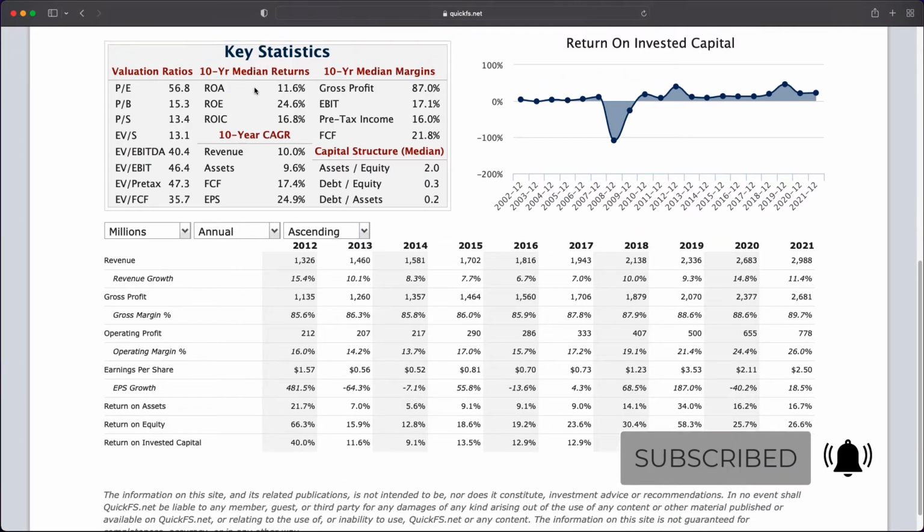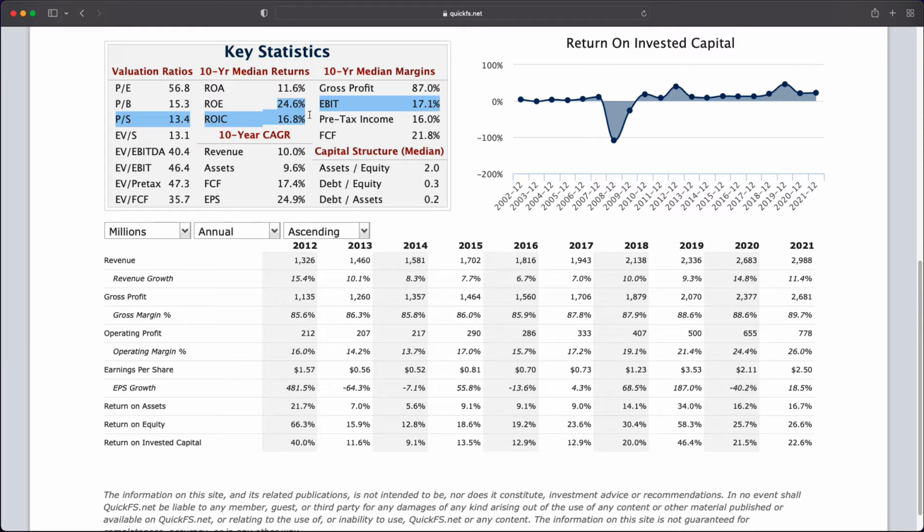And when we go to these 10-year median returns, that's what you see. Return on invested capital, 16.8%. Return on equity, 24%. All these numbers meet the hurdles that I'm looking for. I want this number to be at least 10%. I want return on equity to be at least 15%. All these numbers very, very strong.